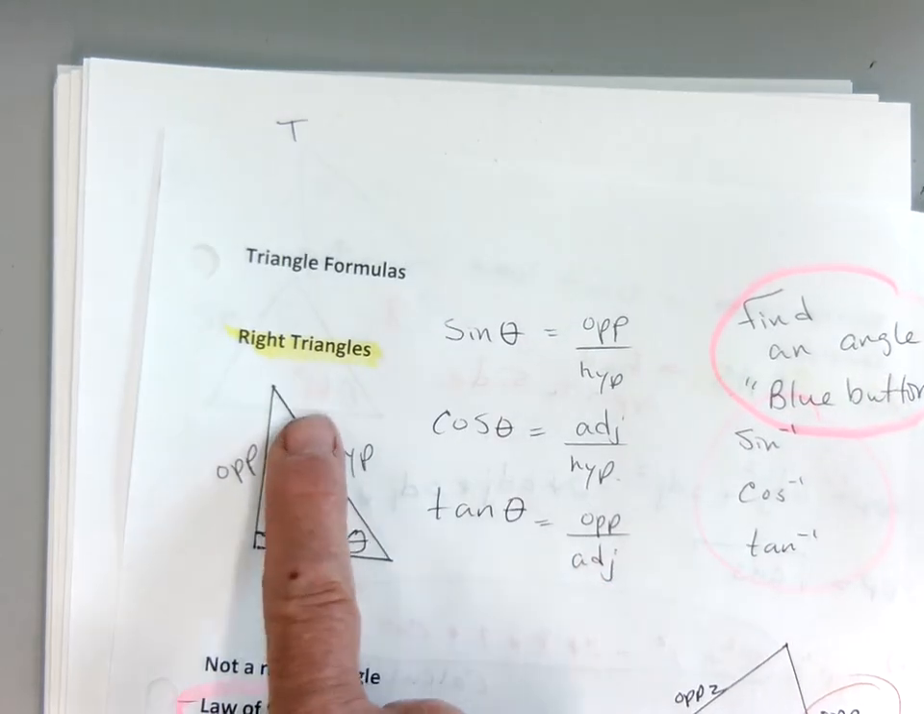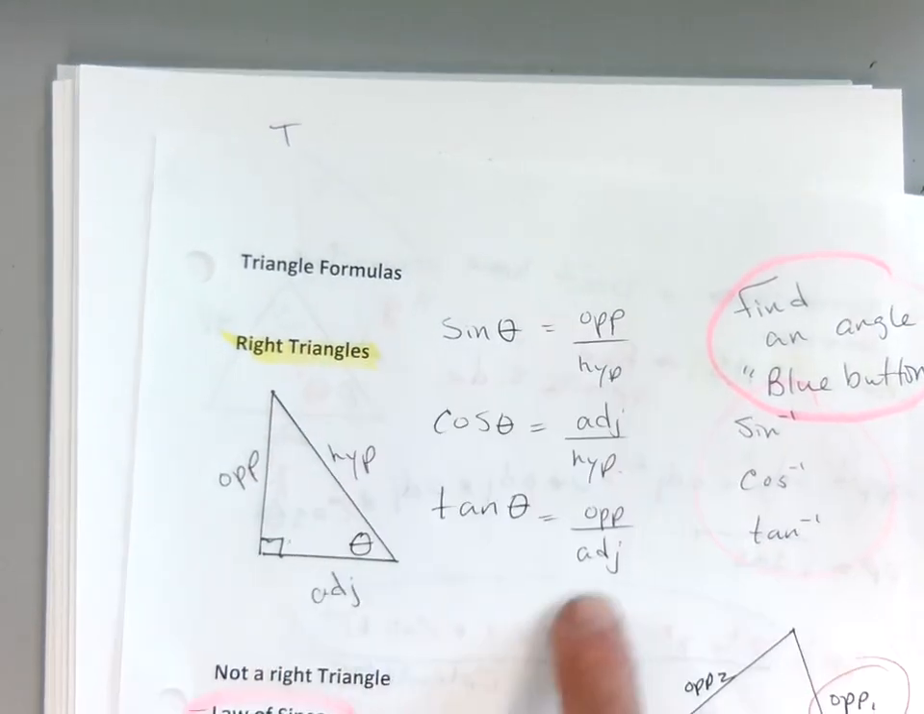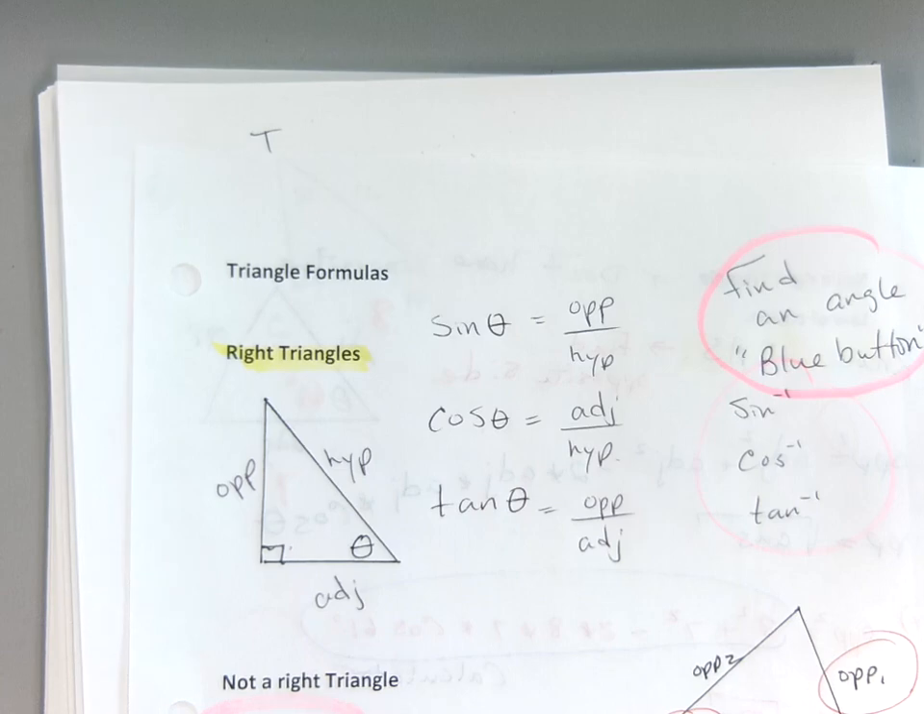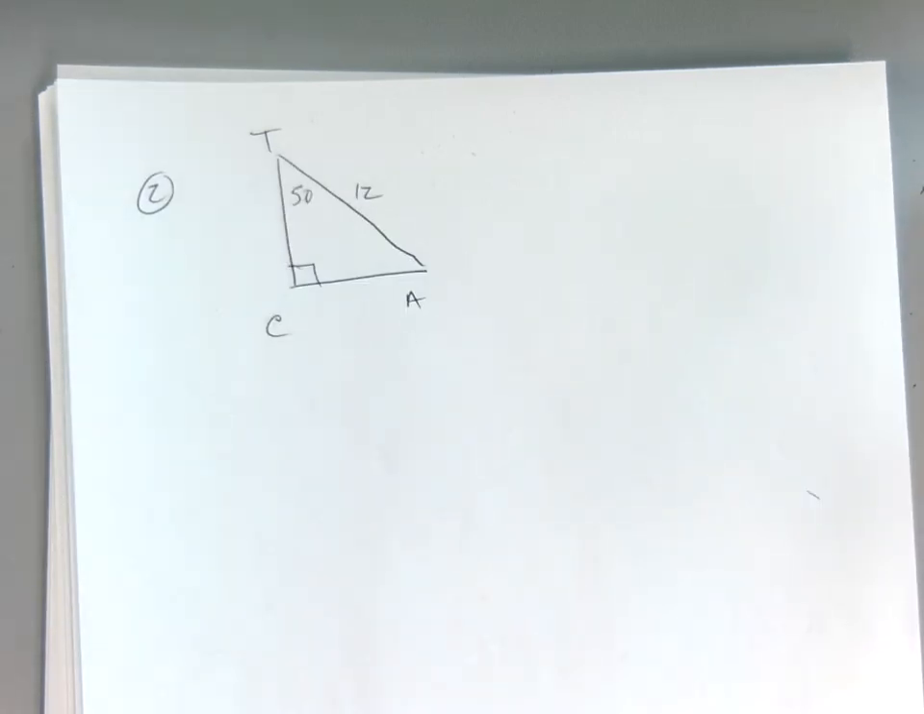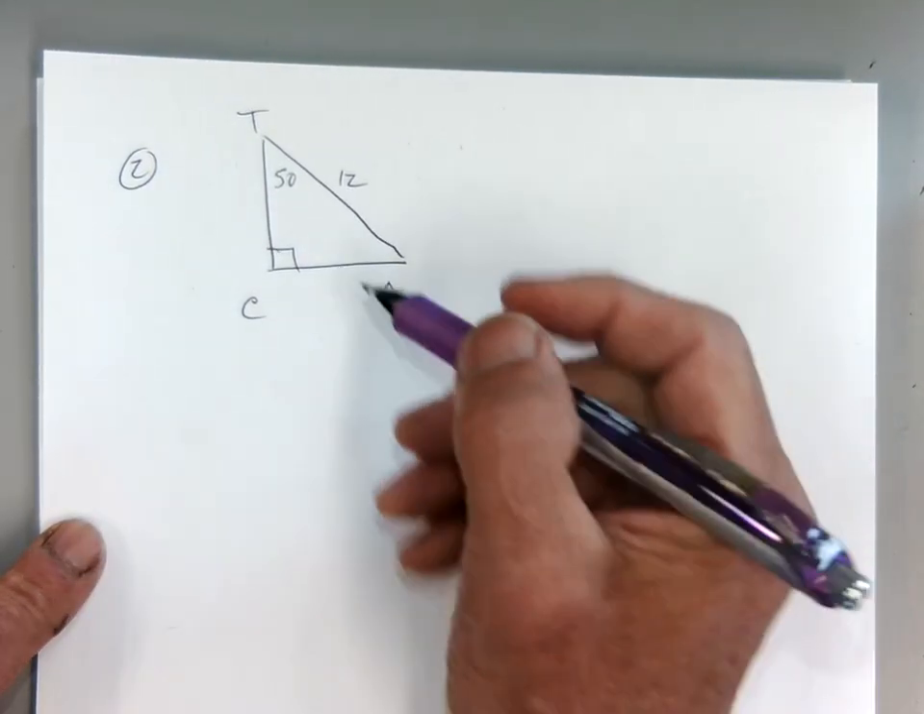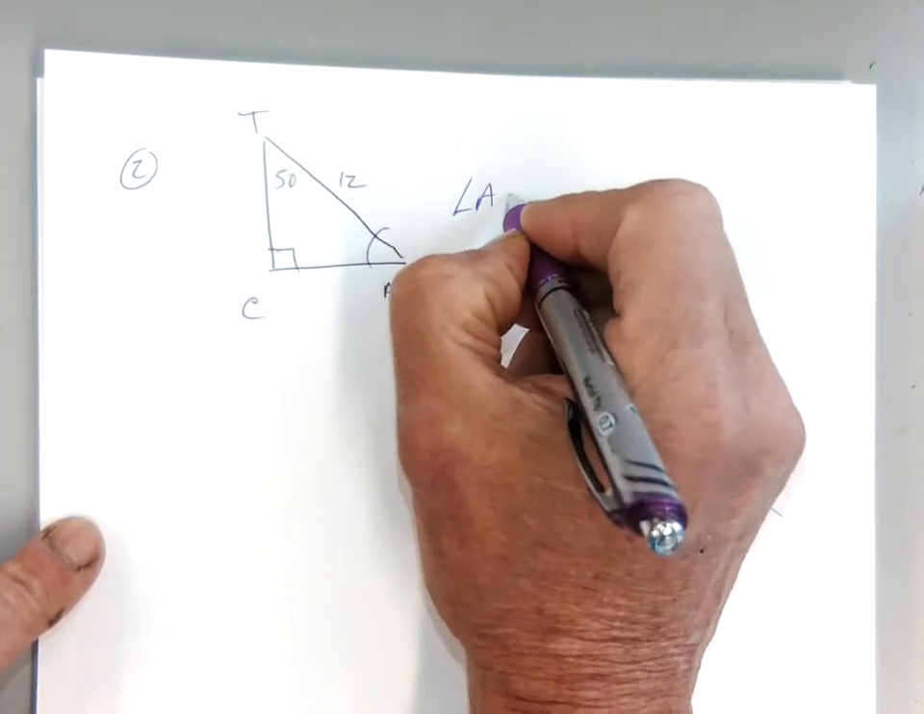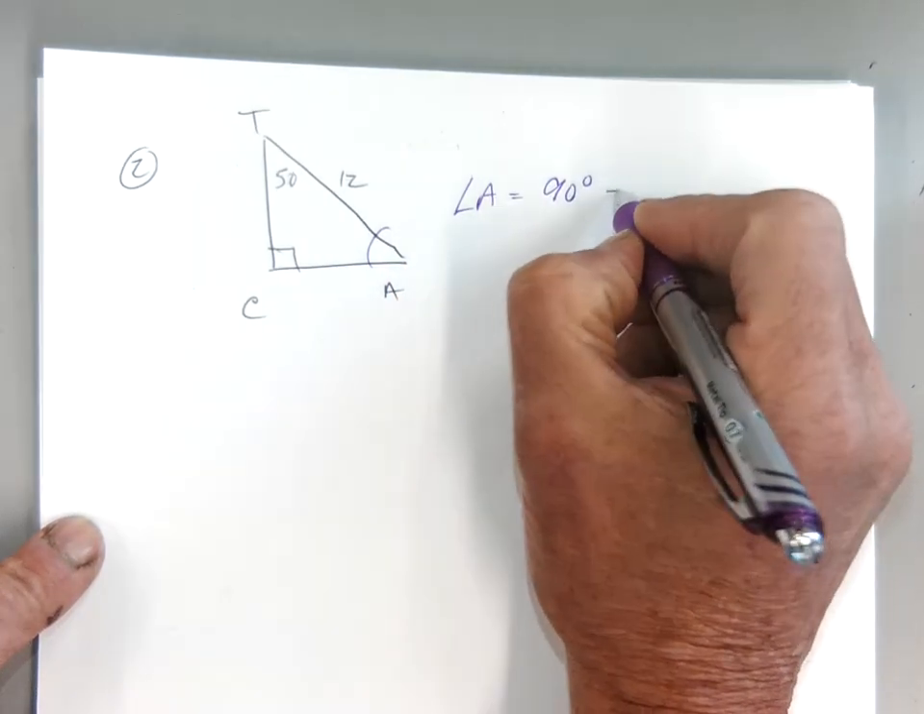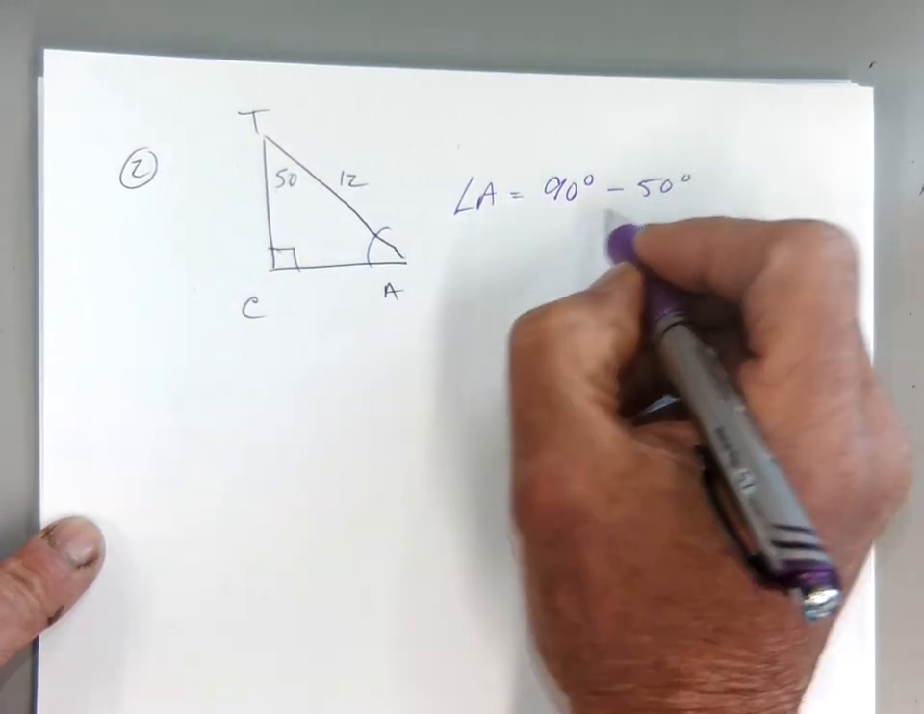It's a right triangle, right? So we need to use these formulas. The first thing I do, the easiest, you guys can help me with this. What's the easiest thing to find in this picture? Yeah, angle A. I agree. Angle A is simply 90 degrees minus my 50 degrees, so that's 40.